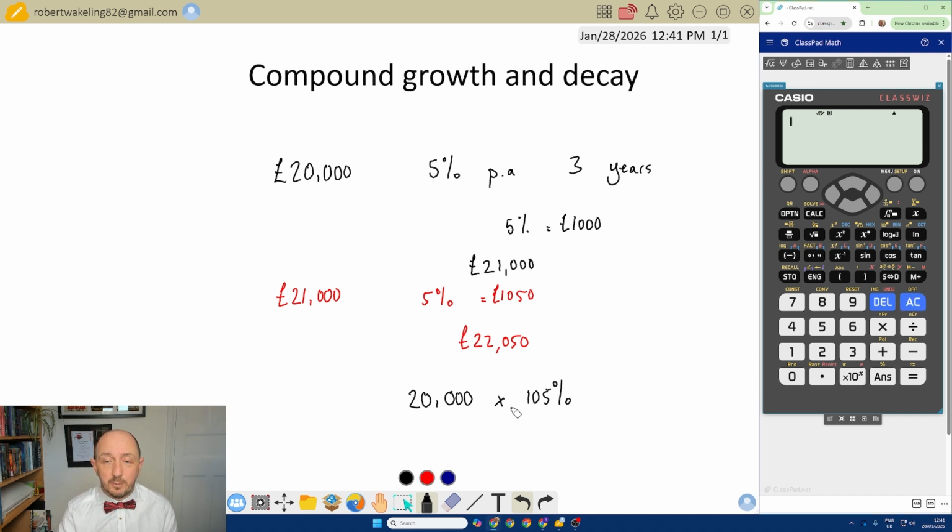You may have noticed that we just multiplied by 105% each time when we did that last answer times 105%. So the ultimate version of this would be the power here is the number of years. So 20,000 times 105%, and we raise the percentage to the power of the number of years, and we get the answer straight away.